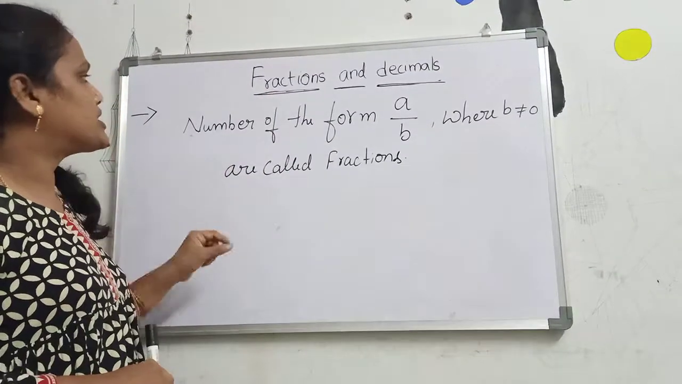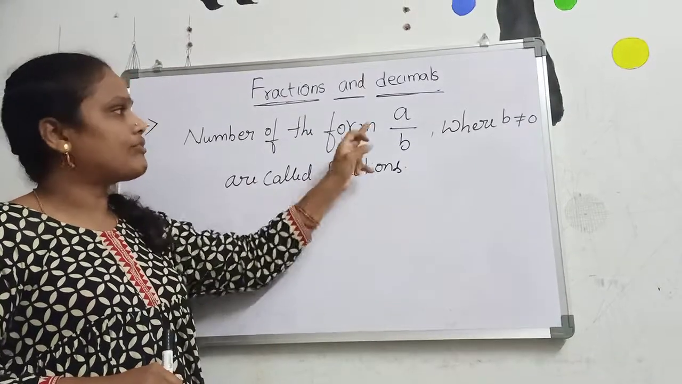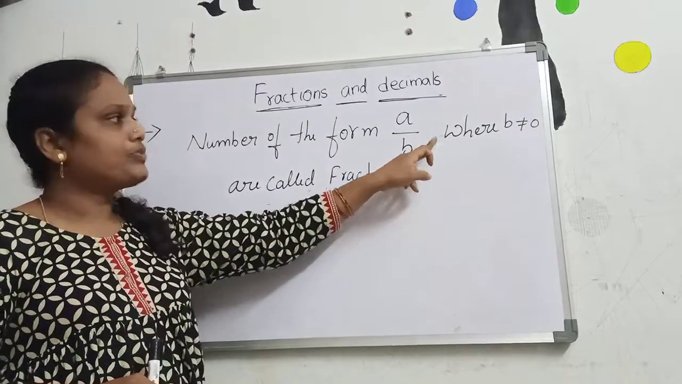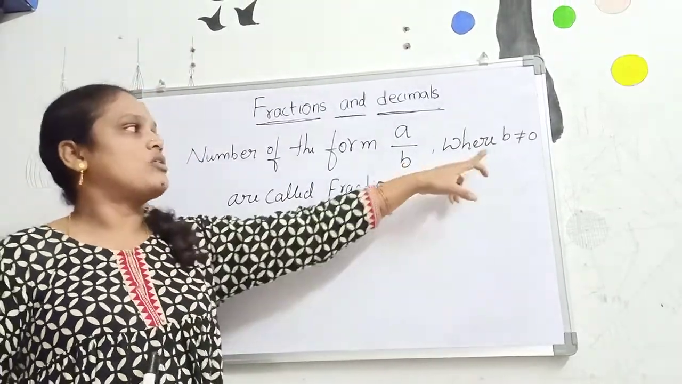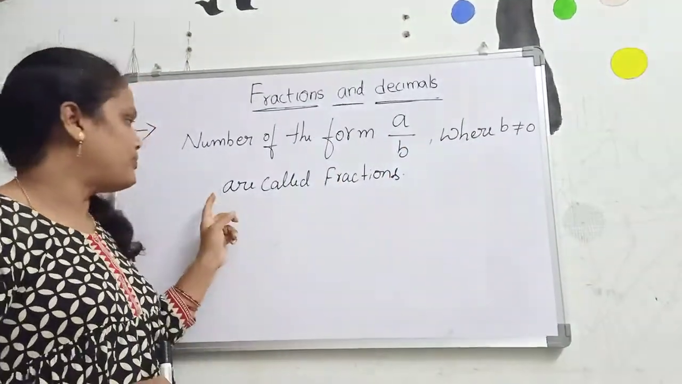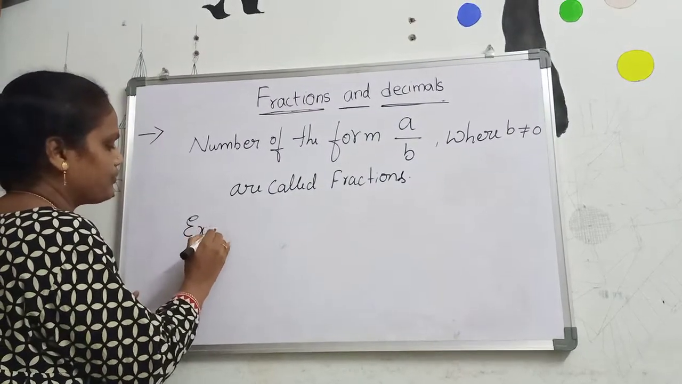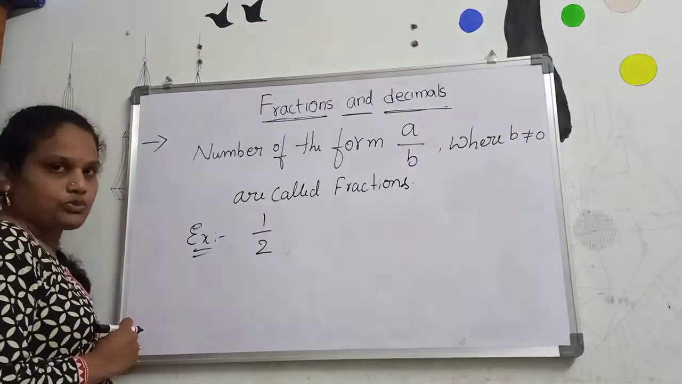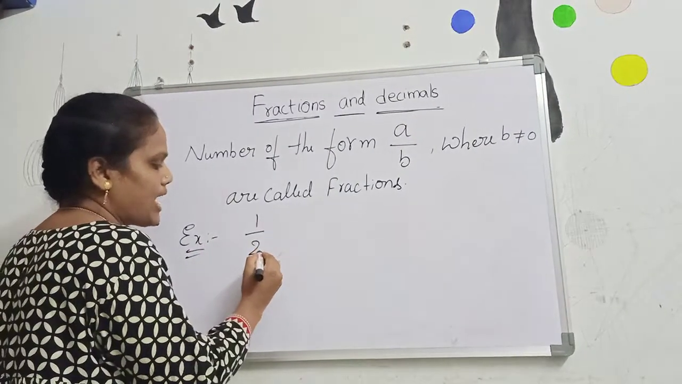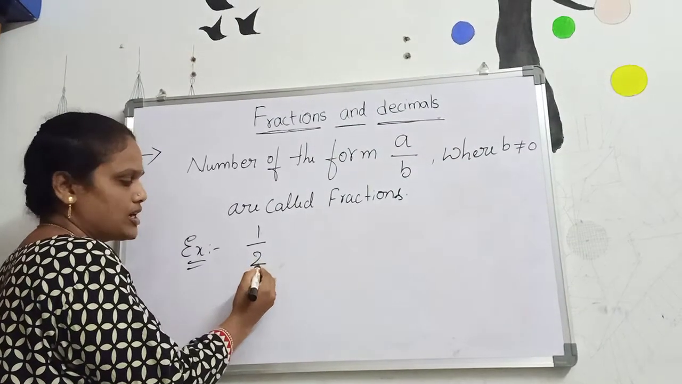The definition of a fraction is a number of the form a by b, where b is not equal to 0. This b should not be equal to 0; such numbers are called fractions. For example, the number 1 by 2. Here, in the place of a, 1 is there, and in the place of b, 2 is there.